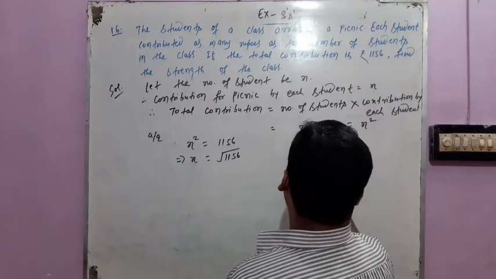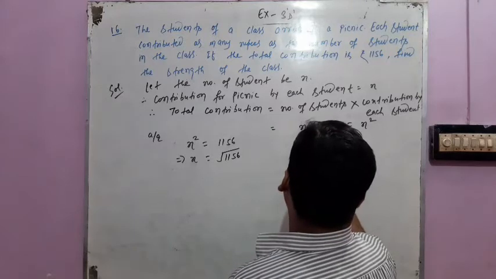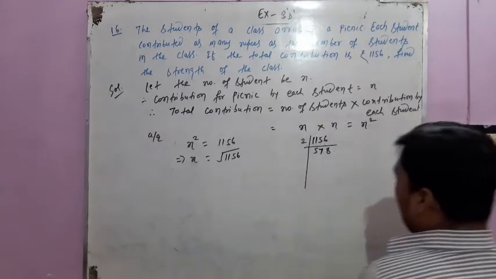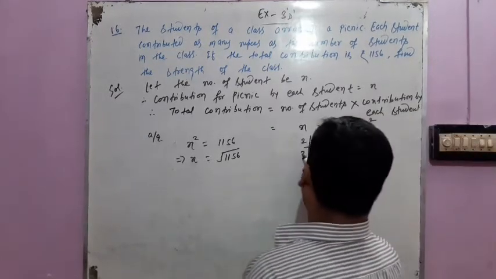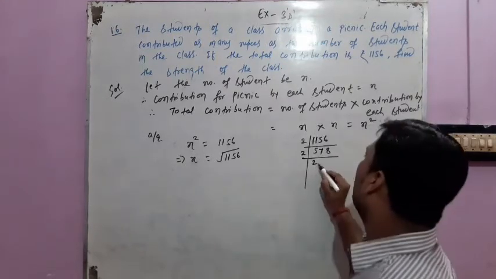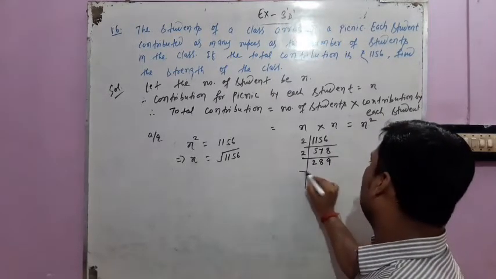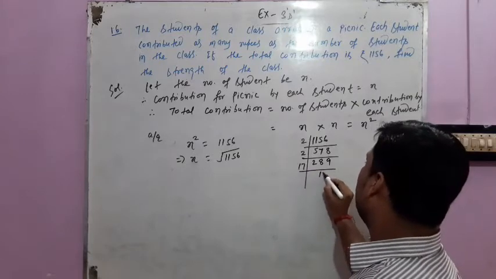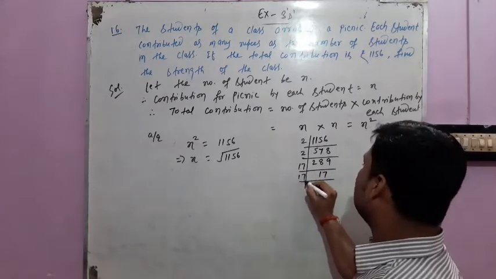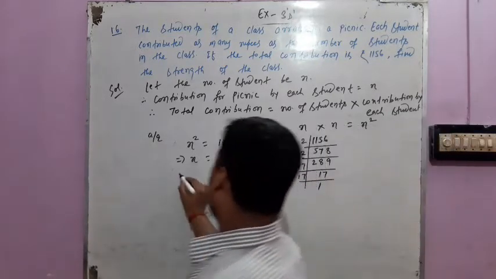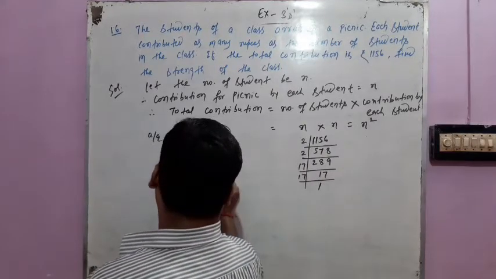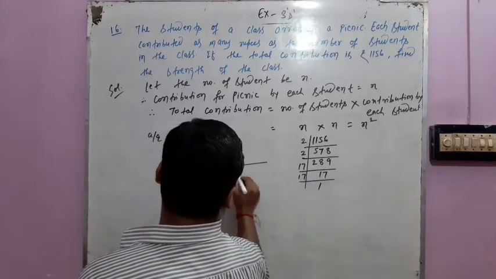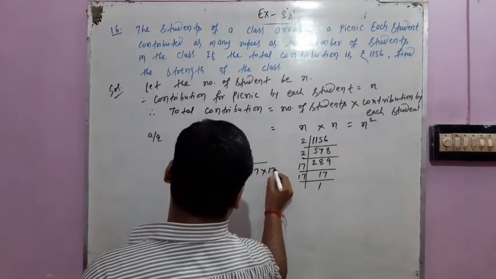With 2, 5s are 10, 2 7s are 14 and 2 8s are 16. Okay, again with 2, 2 2s are 4, 2 8s are 16, 2 9s are 18. Now with 17, 17 is 289 and 17 is 70. So we can write here x is equal to 2 into 17 into 17.